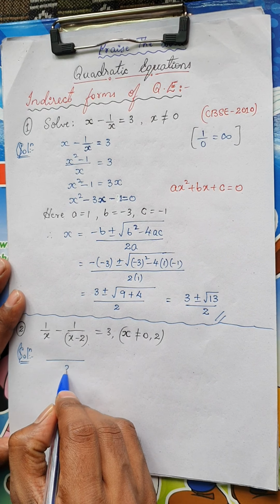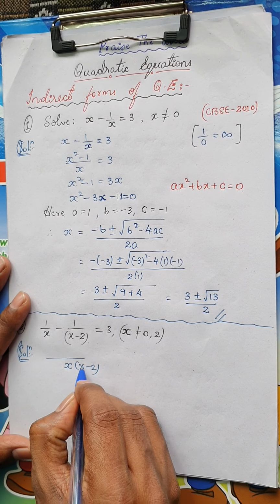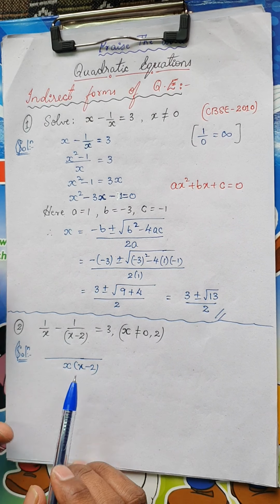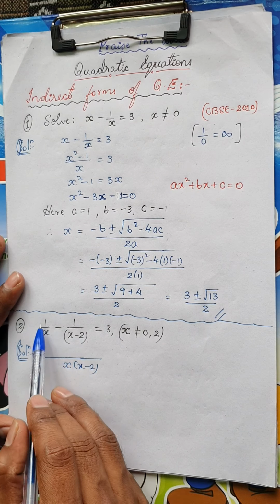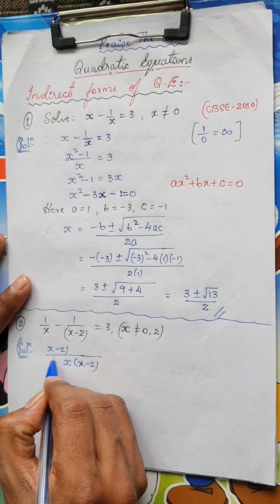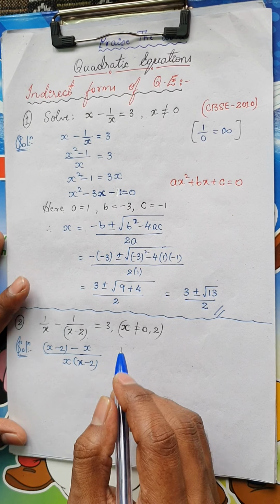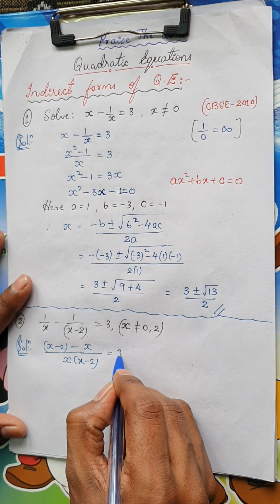Now take the LCM on the left hand side. The LCM of x and x minus 2 is x into x minus 2. We know this is how you take the LCM. So cross multiply this, x is already there. So x minus 2 into 1 will give me x minus 2, minus x into 1 will give me x. This is nothing but 3.